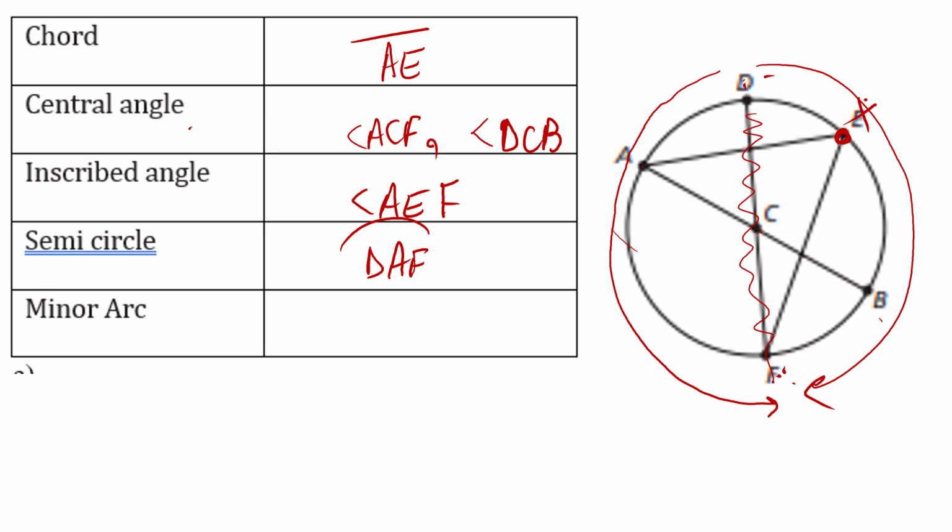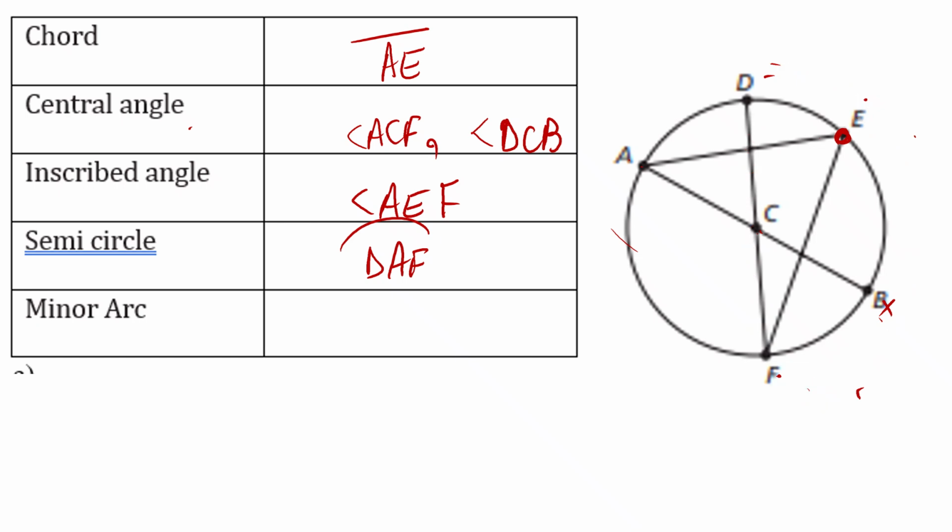Or you can omit B and say DEF is a semicircle. Now, minor arc. For the minor arc, you have to find out the small piece of the circle, or the pizza, a small piece. So how to find out the small piece? You can see many small pieces.